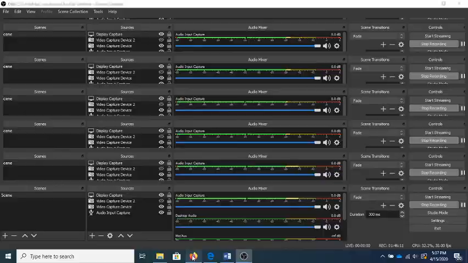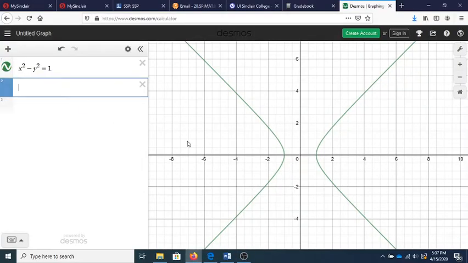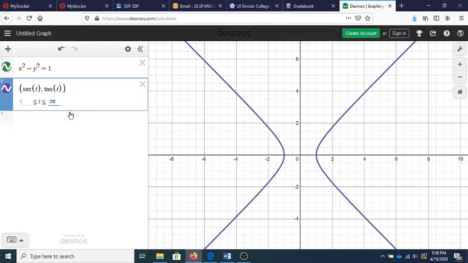Let's see if they do. Alright, so for the x coordinate, we're going to put in secant of t, and for the y coordinate, we're going to put in tangent of t. And you can see that graphed just a little piece of our hyperbola over here on the right side because t defaulted to be 0 to 1. With circles and ellipses, we could get the whole thing by letting t go from 0 to 2 pi. Well, that did it, didn't it?